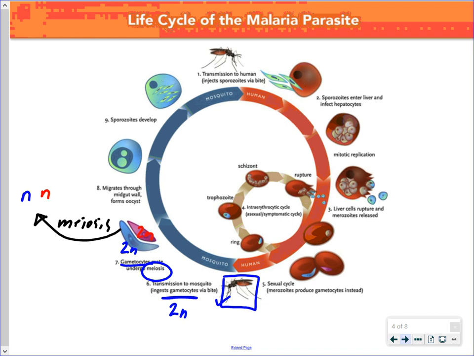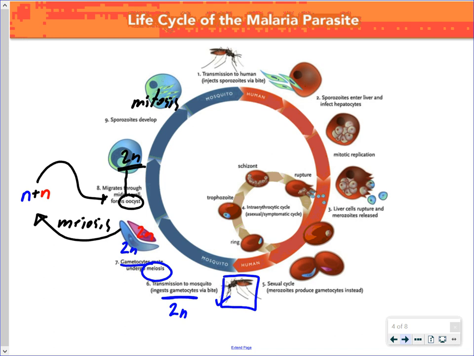Well, they're going to come together and they're going to form what is called the oocyst. So this oocyst that we have here, it is our diploid cell. So that diploid cell is then going to divide through the process of mitosis to form many of these oocysts within the mosquito.